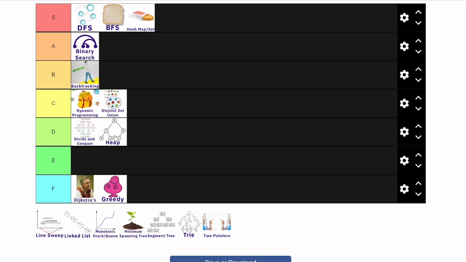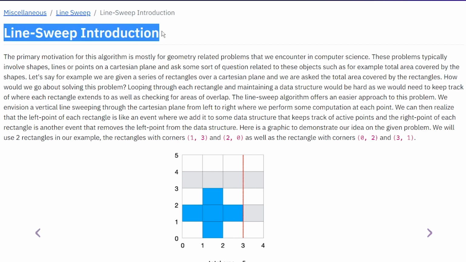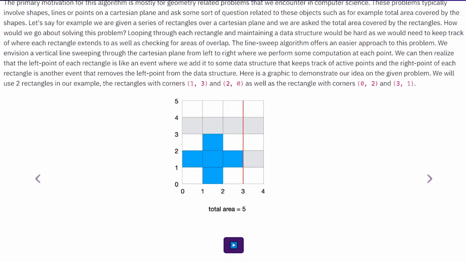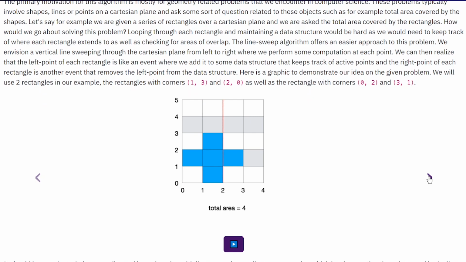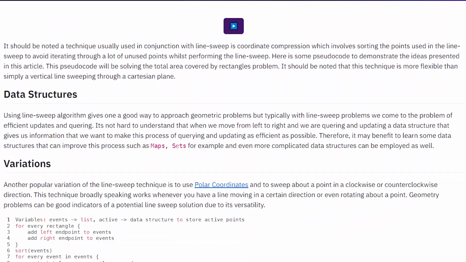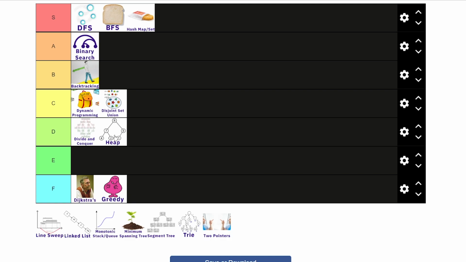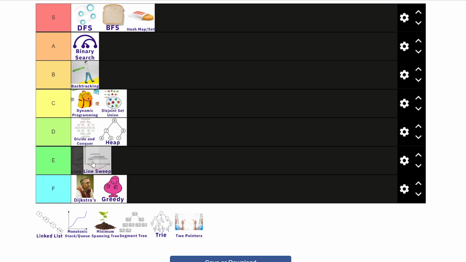The next algorithm that we have is the line sweep algorithm. Now, the line sweep algorithm is the idea that you don't want to go through, for example, a billion points, right? Instead, why don't we only care about the points where there's actually something happening? And these things where things are happening are called events. And so we only traverse through the events in our array. And what we want to do is sort them beforehand in order to make sure that we're going through them in order. And so I would say this is an E tier algorithm.